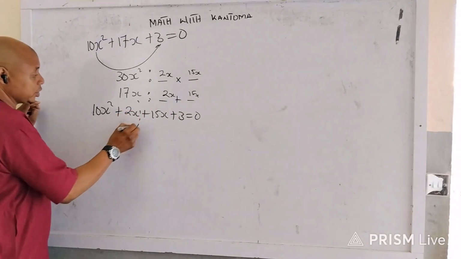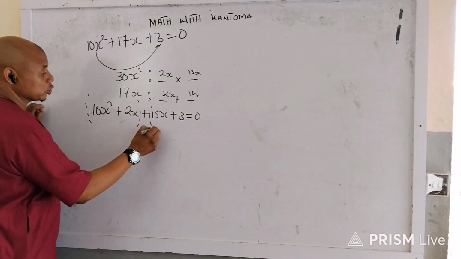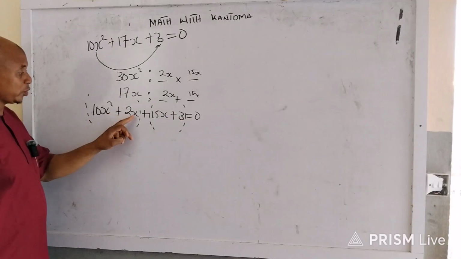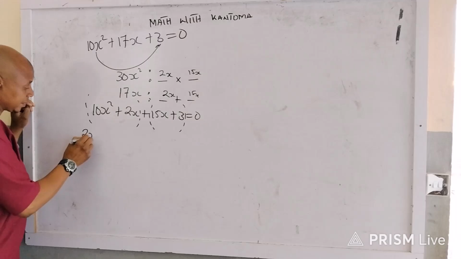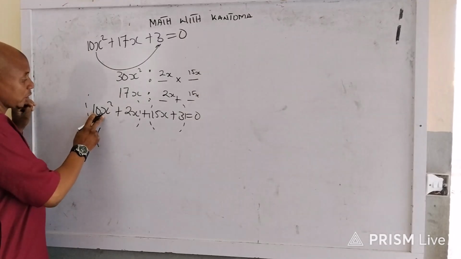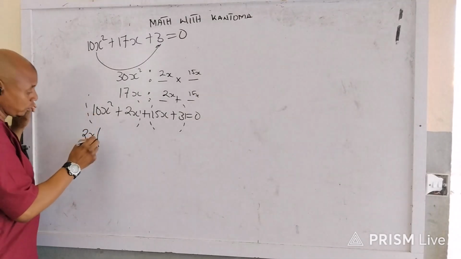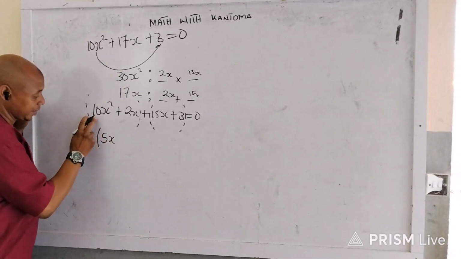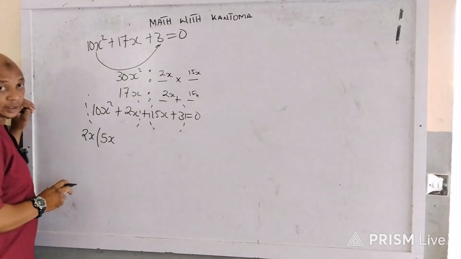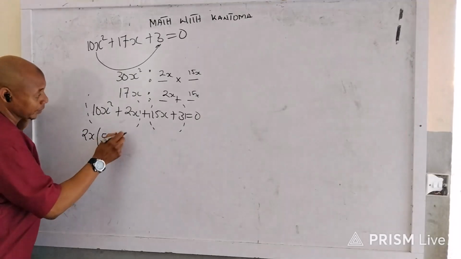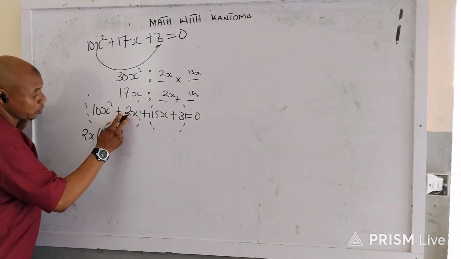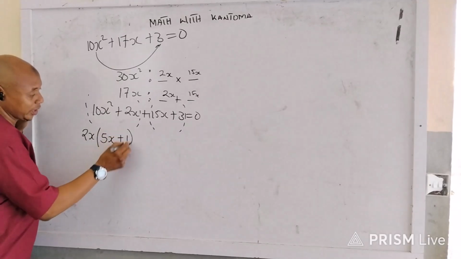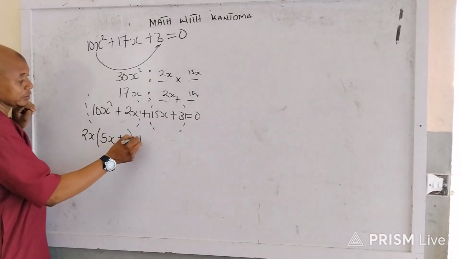Now, I'm going to compare these two and remove what is common between them. What is common between these two is 2x. So if I factor out 2x from 10x squared, what will be left is 5x, because 2 times 5 is 10, x times x is x squared. Next, when you remove 2x from 2x, what will be left is 1, because 2x times 1 is still 2x. So I have this as one factor, then plus.